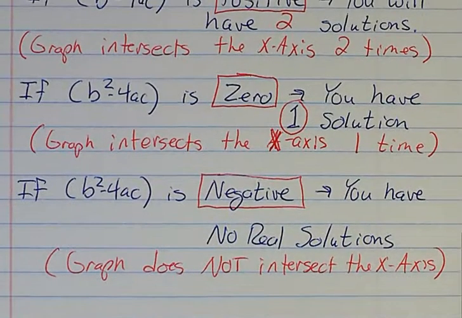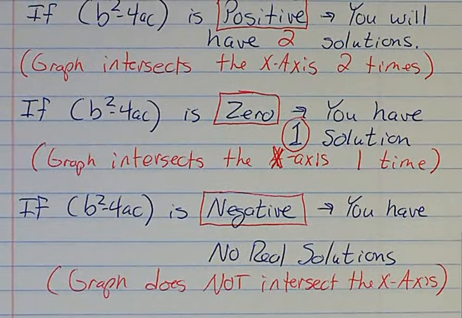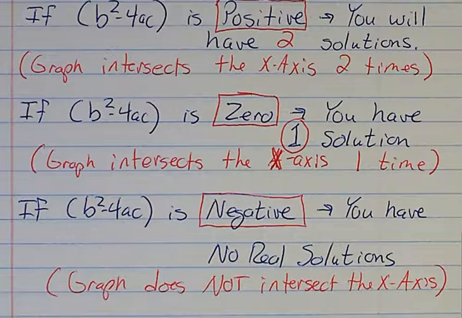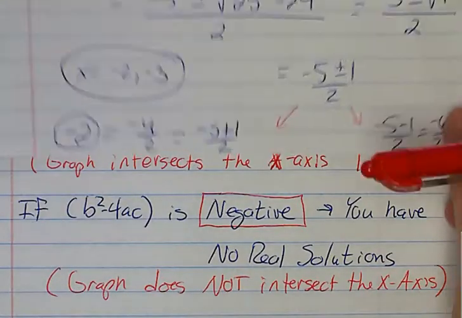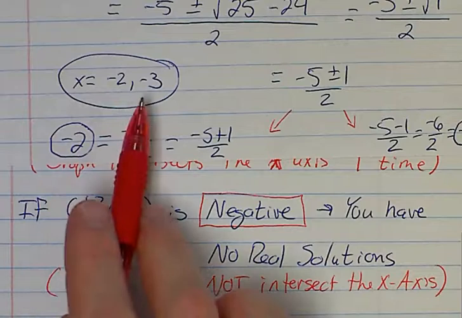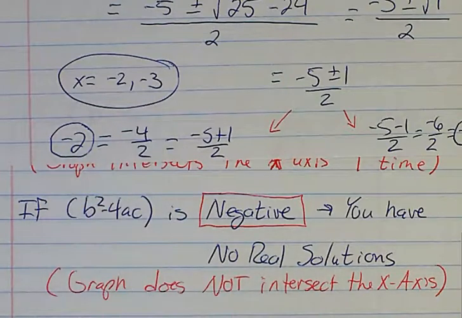Okay, so the number of solutions you have always matches up with how many times you're going to touch the x-axis. And those are basically your x-intercepts. So when we're solving on the last equation we had back here, when we solved x equals -2 and x equals -3, that's telling us where this graph is going to cross on the x-axis. It's going to hit the x-axis at -2. It's also going to hit the x-axis at -3.